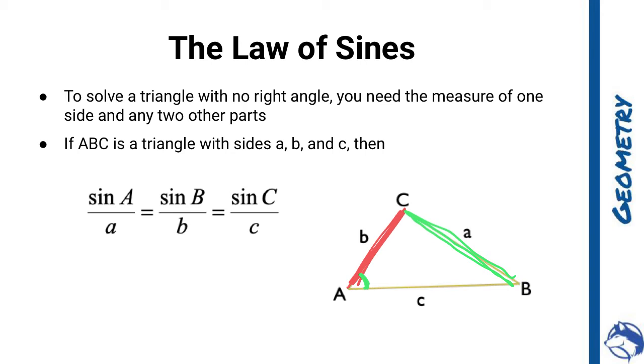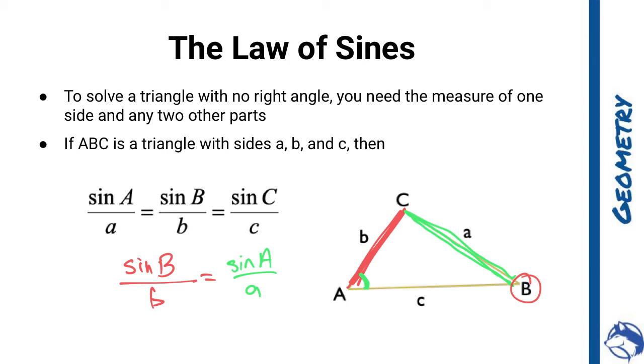So from this, what I could do is set up the sine of B, because this is what I don't know, over my side b, is equal to the sine of angle A, which I did know, over a. And that would be one way that we could find other parts of the triangle.